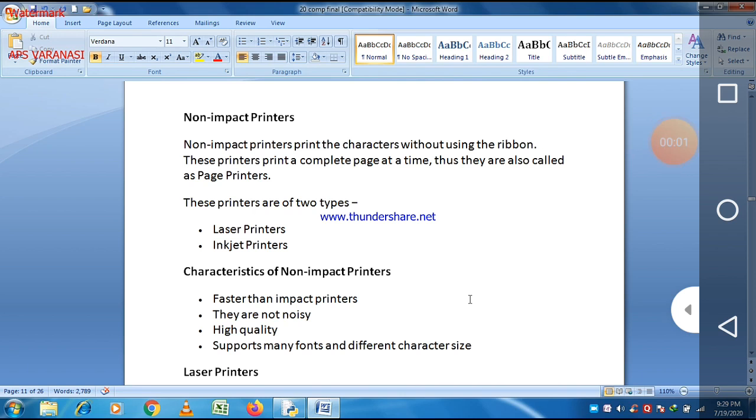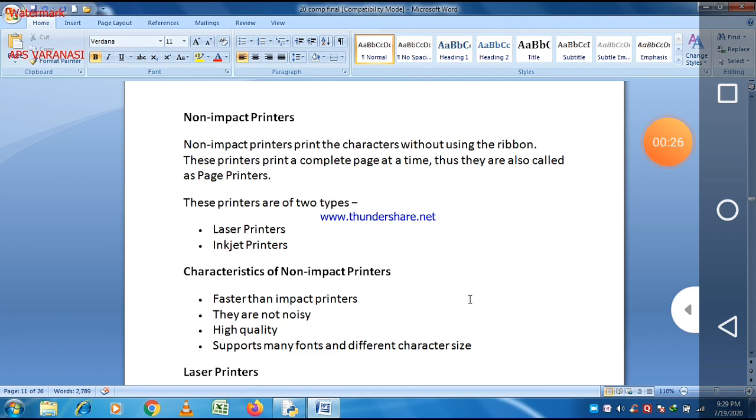Good morning, students. Today our topic is non-impact printers, and in this topic we are going to discuss different types of non-impact printers. Two more output devices, the plotter and projector, will also be discussed in this lecture. In our previous lecture, we already discussed different types of monitors and impact printers. So let's start.